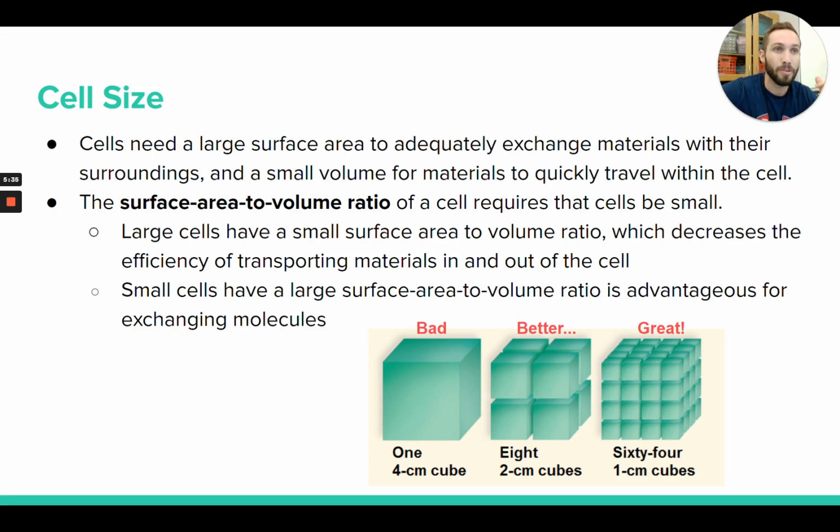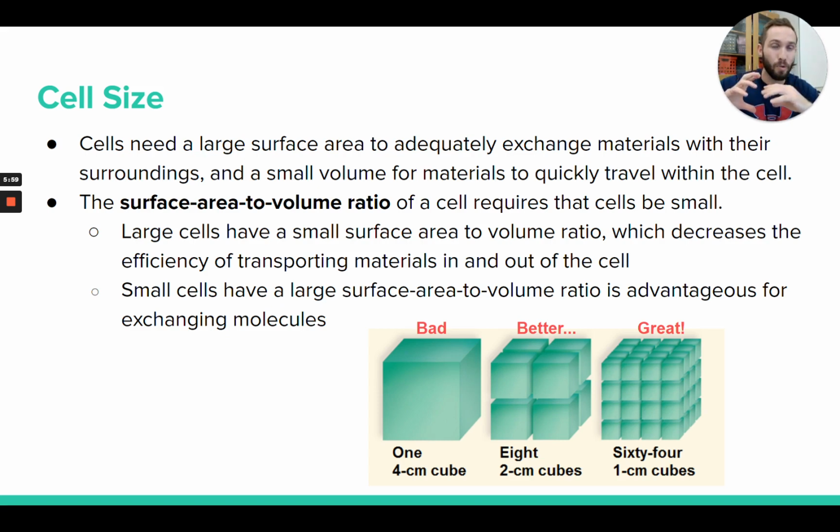And so with those two concepts in mind, that cells want a large surface area but a small volume, this kind of restricts how big a cell can get. Because if a cell is getting bigger and bigger, it is gaining more surface area. Bigger cells are going to have a higher surface area, but it's also going to increase their volume, the space inside, as they get bigger.